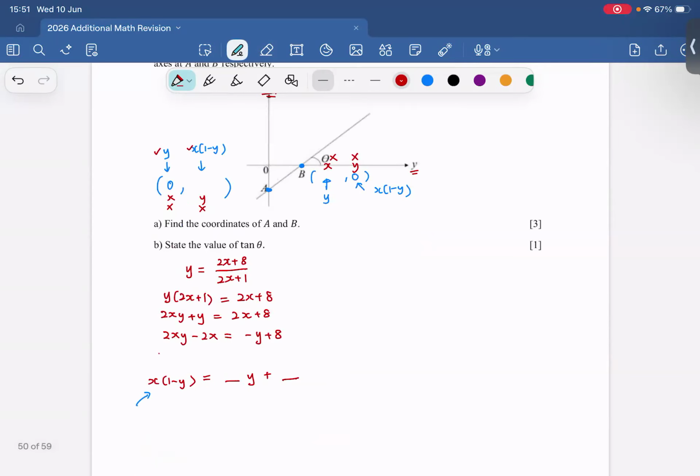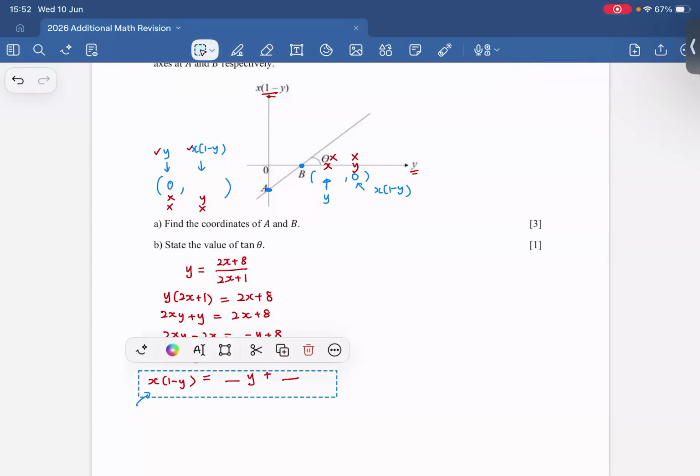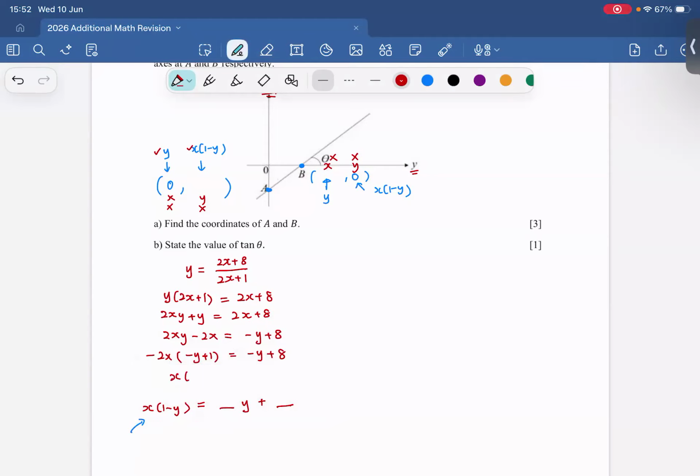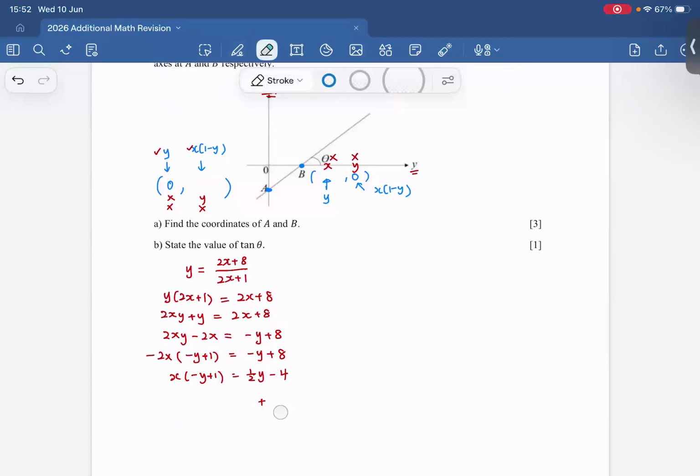So what you do next, you factorize 2x. I think we factorize negative 2x. Why I factorize negative 2x? So that I get minus y plus 1. Okay, what do I do next? You see I want x, so I divide by negative 2. So I divide by negative 2. This will become half y minus 4. So you can see after I done that, then I get what we want.